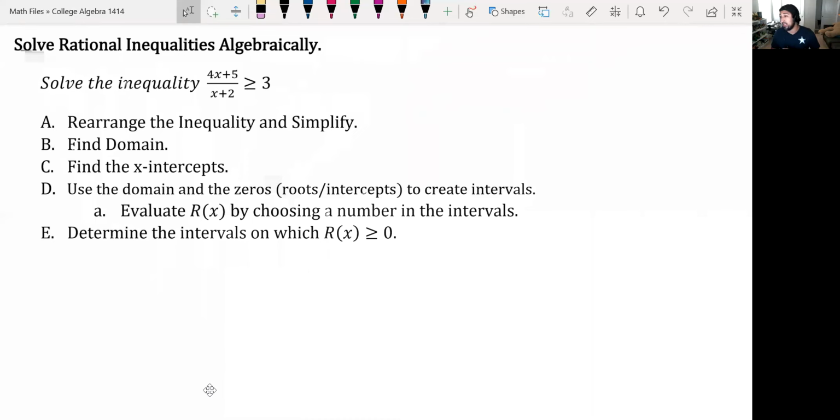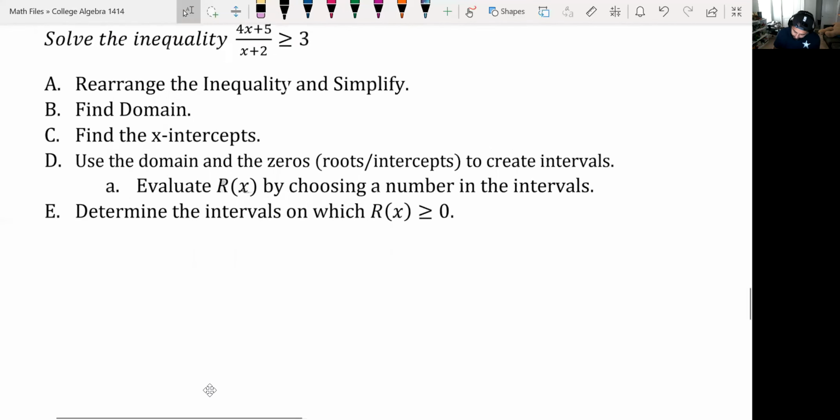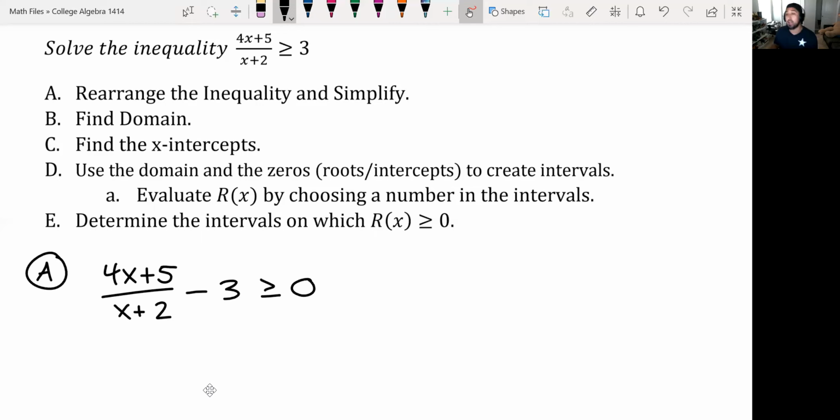Okay. The only thing is you got to put a little bit of fraction work in. So we start off with A, rearrange the inequality and simplify. Meaning, does this inequality look like it can be rearranged? And the answer is yes. We always want 0 on one side, so this means that 3 has to come over. So here's step A. We have 4x plus 5 over x plus 2, subtract the 3, and now you get greater than or equal to 0.